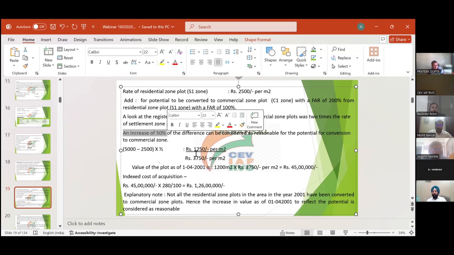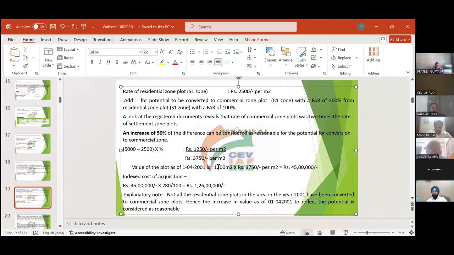You have to check how much you can do, maybe 50% or maybe less than that. So we assume an increase of 50% because of the potential for conversion to commercial zone. So the value we assume, instead of 2,500 per square meter, is 3,750.